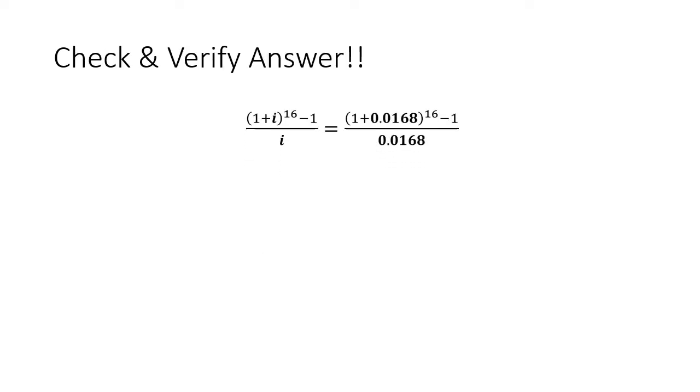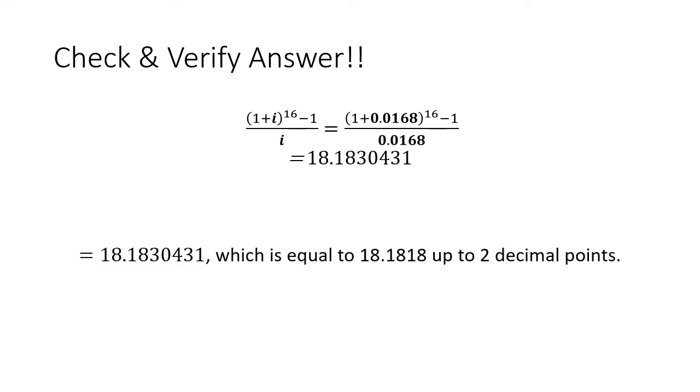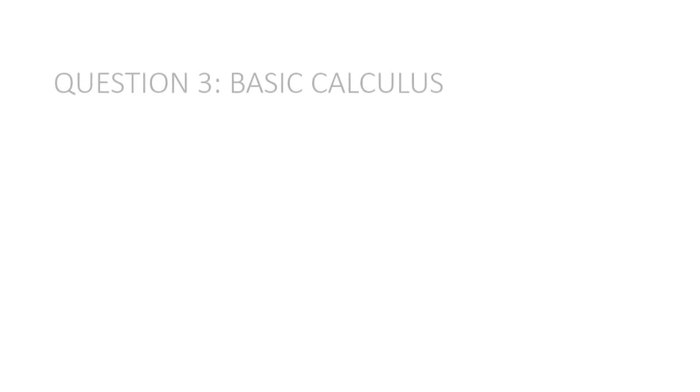Now we have to check and verify the answer. So if we substitute the value in place of I, it would give us 18.1830431, which is equal to 18.1818 if we round it off to 2 decimal points.